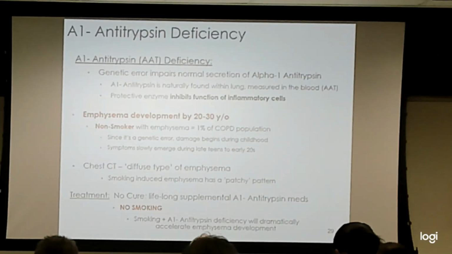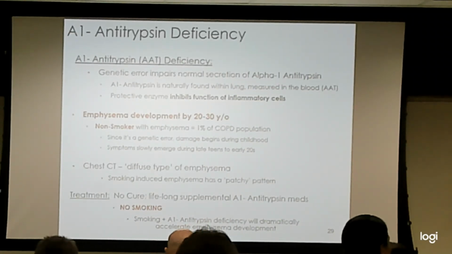All right, so this is the last topic. This is that alpha-1 antitrypsin. It's kind of like that cystic fibrosis. It's like, if you have it, it's like, dang it, it sucks. It is also a genetic error. And basically what happens is that inflammatory cells, your immune response is inhibited with this condition.